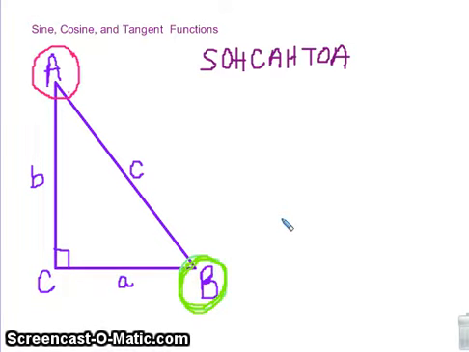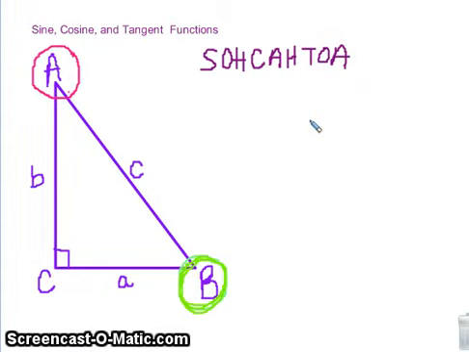We should know that sine is equal to, what's the O and the H stand for? Opposite over hypotenuse. Cosine is adjacent over hypotenuse, and tangent is opposite over adjacent. Now, I have a right triangle drawn here.